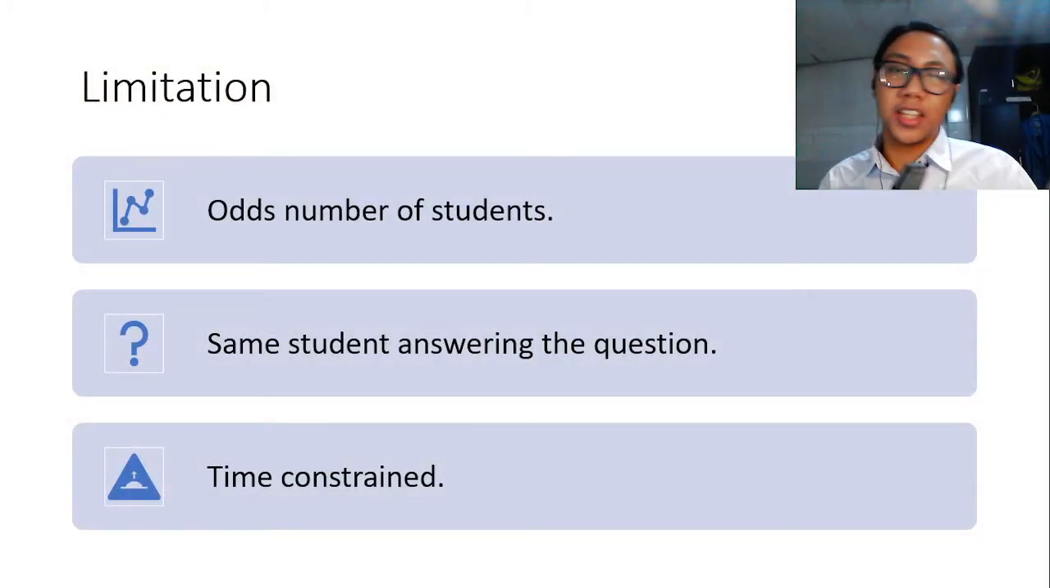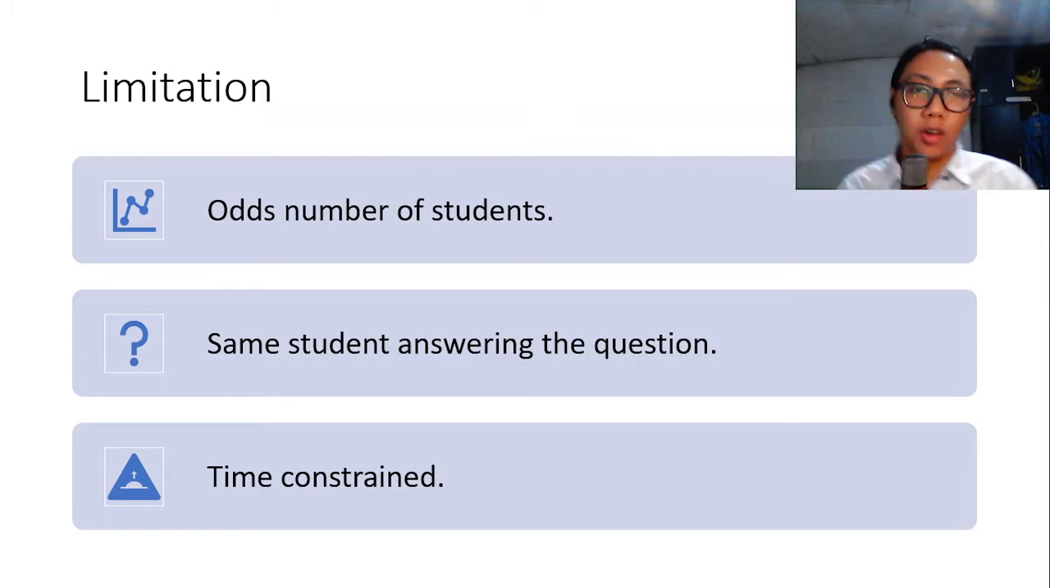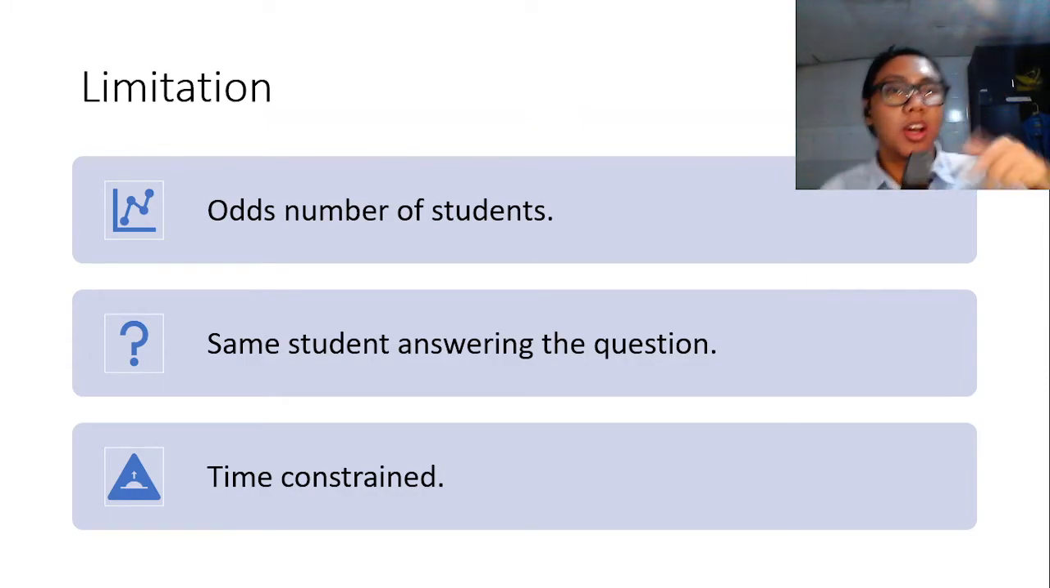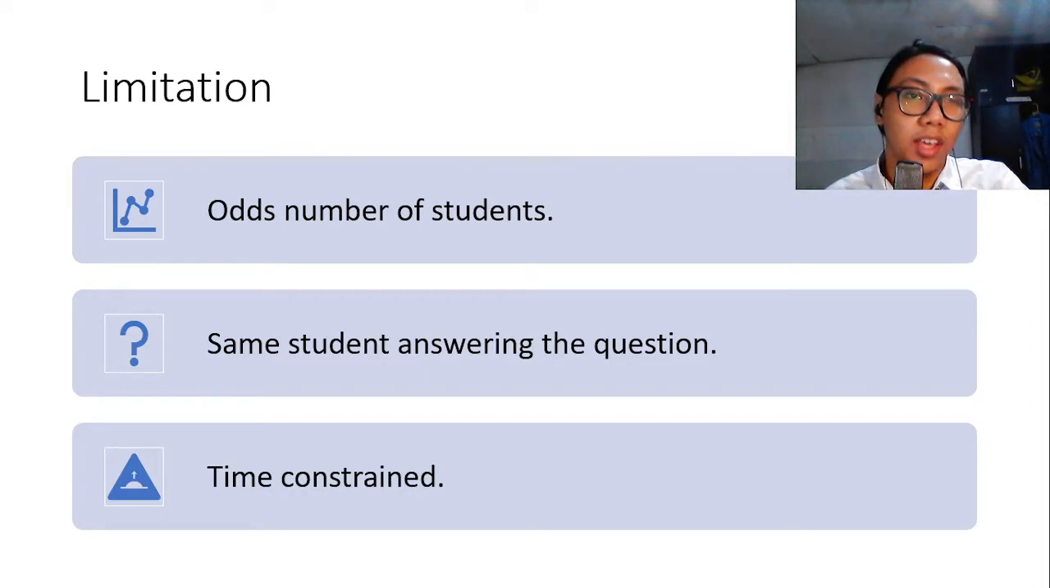Here are some limitations of this method. First, an odd number of students will create a mental image on the team with fewer students that the fight is not fair. The second is the same student answering the questions more and more. This can be mitigated by restricting the ability to answer more than one or two times, but it creates a sense of inequality.